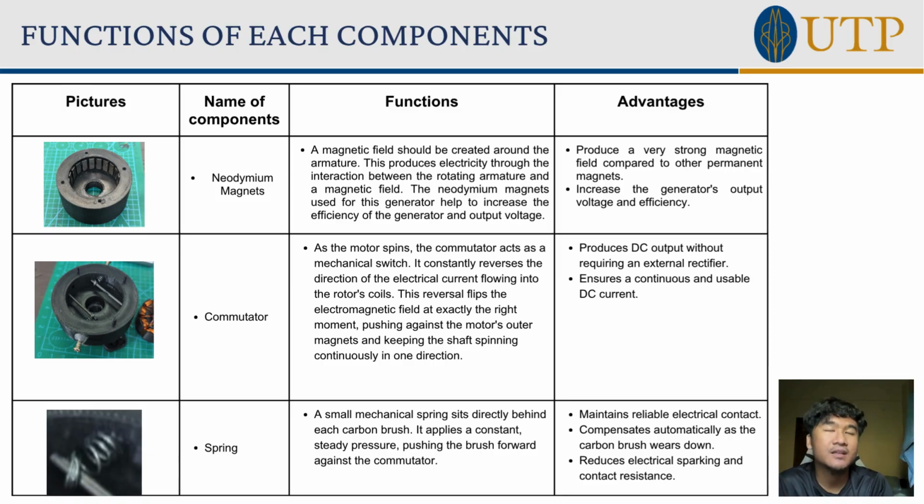And then for the spring, there is a small spring sitting right behind every carbon brush. So its only job is to constantly push the brush forward. It makes sure that the brush is always tightly against the spinning commutator so the electrical connection never breaks. So the advantage for the spring is to maintain reliable electrical contact, and then compensate automatically as the carbon brush wears down, and lastly reduce electrical sparking and contact resistance.